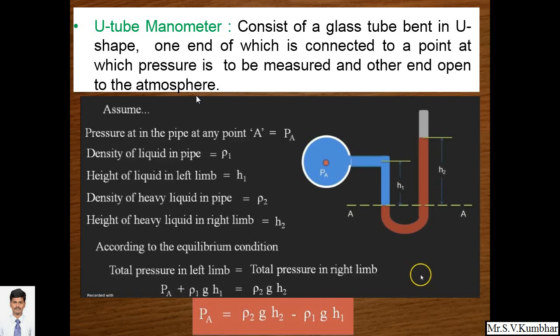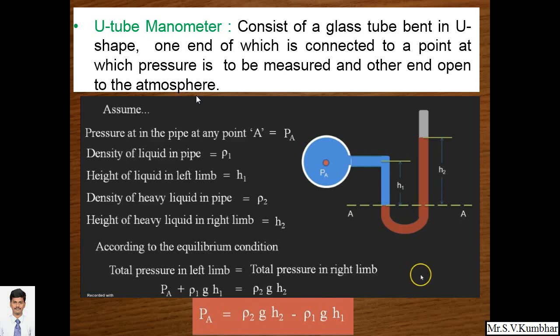Second one, U-tube manometer. As the name indicates, U-tube manometer, it consists of glass tube which is bent in U shape. One end of this U shape is connected to a system where pressure is to be determined. Other end is free to atmosphere. Now two different fluids are used in U-tube manometer. One is flowing fluid which is shown with the help of blue color. One manometric fluid which is heavier than flowing fluid which is shown by brown color.